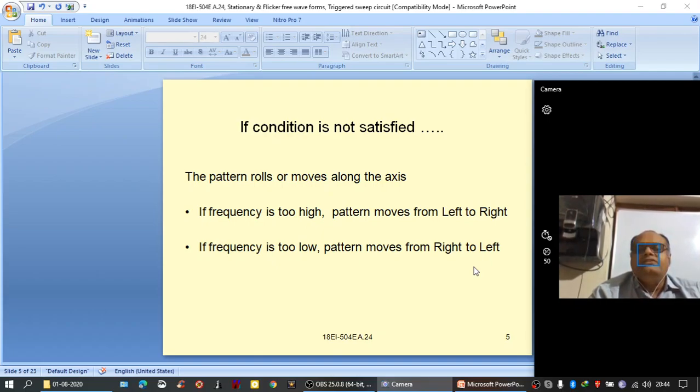If the frequency is too high, then the pattern or the signal appearing on the screen continuously moves from left to right. We cannot visualize the exact waveform. Similarly, if the frequency is too low, then the signal appears to be moving continuously from right to left. We cannot find a stable waveform.